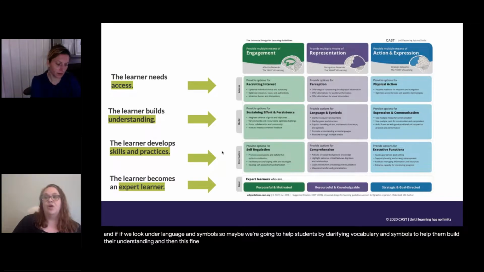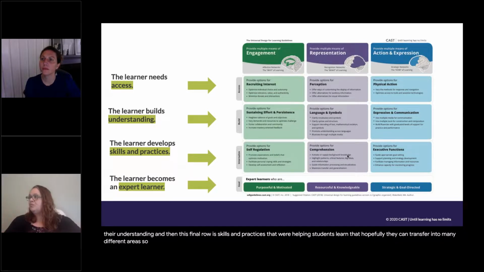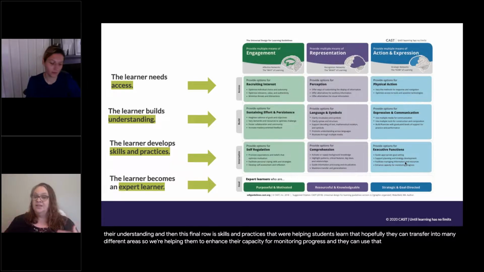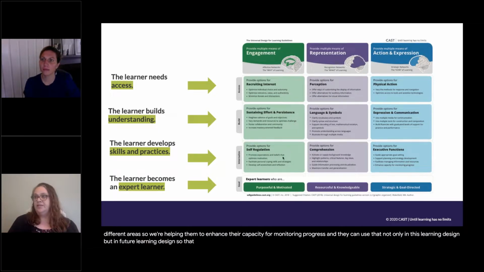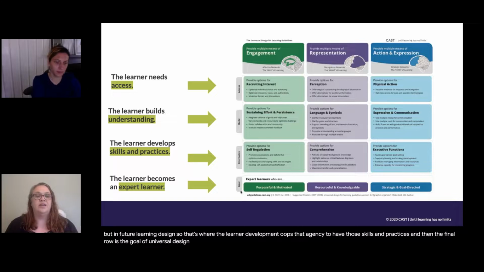And then this final row is skills and practices that we're helping students learn that hopefully they can transfer into many different areas. So we're helping them enhance their capacity for monitoring progress, and they can use that not only in this learning design, but in future learning designs. That's where the learner develops that agency to have those skills and practices. And then the final row is the goal of universal design for learning.